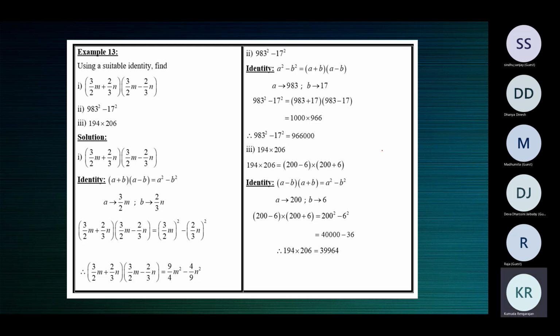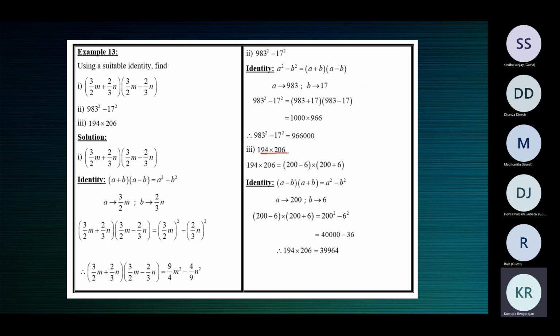All right. Now let's see the third one. The third one, it doesn't look like any identity. 194 into 206. Don't multiply straight away. You should use an identity. You can see the heading. Using a suitable identity. 194 into 206. It doesn't look like anything. So make it look like one of the 3 identities.